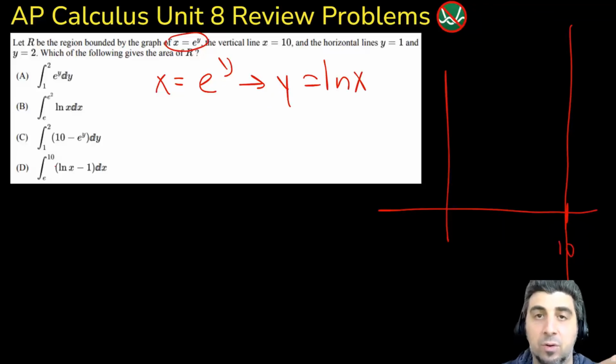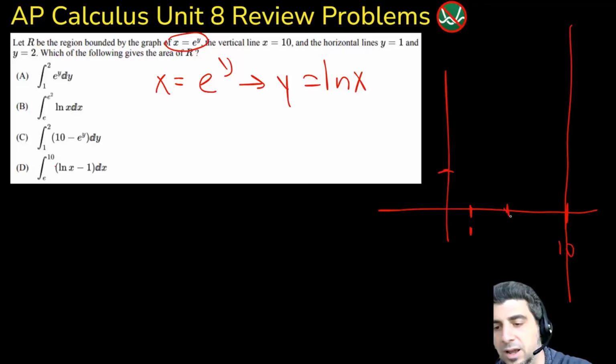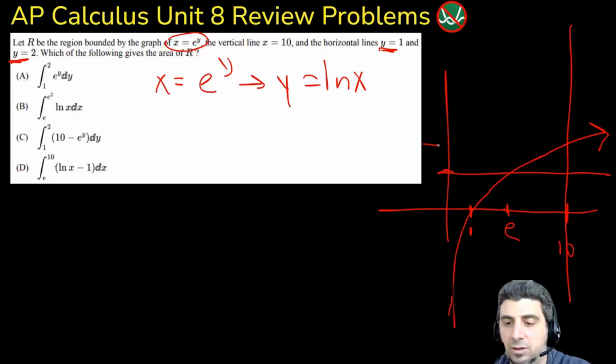Lots of times people know the graph of natural log x and e to the x, but when you have e to the y, things get a little bit weird there. So I know that it crosses at x equals 1, and it's equal to 1 at x equals e. So the graph of natural log is going to kind of look like this. And then we also have the horizontal lines y equals 1 and y equals 2. So we have that horizontal line and this horizontal line, and we want the area of this region.